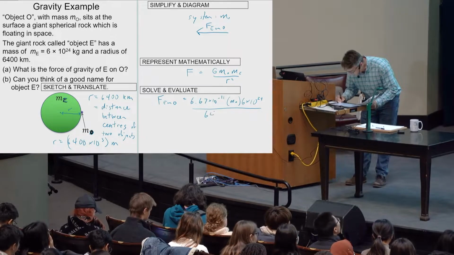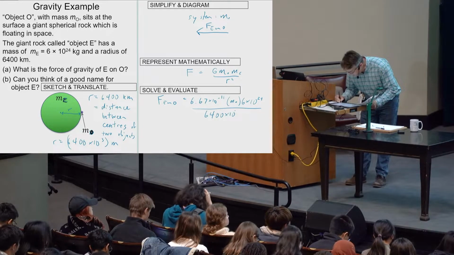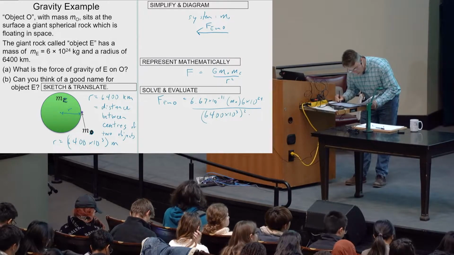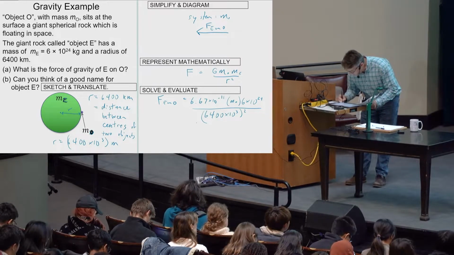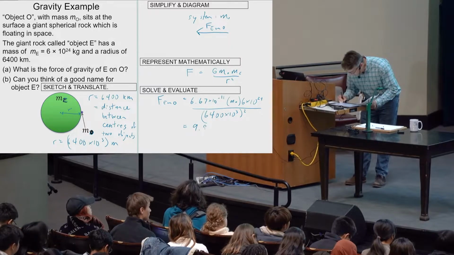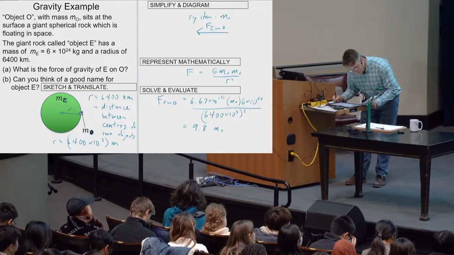So let's just put that down here: 6,400 times 10 to the 3. I have to type that in my calculator and then square it. And when I type all these numbers into my calculator, I actually get 9.8 times MO.